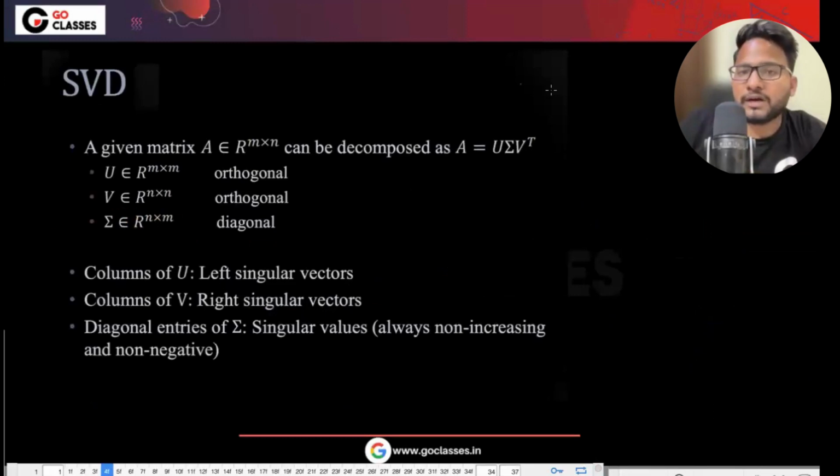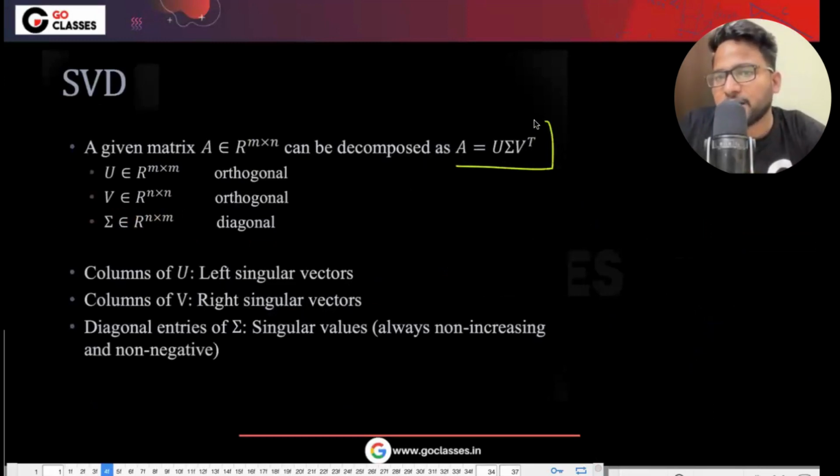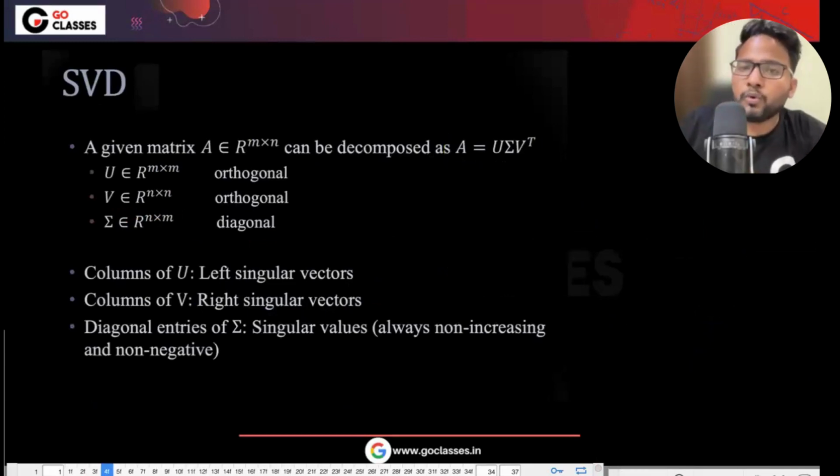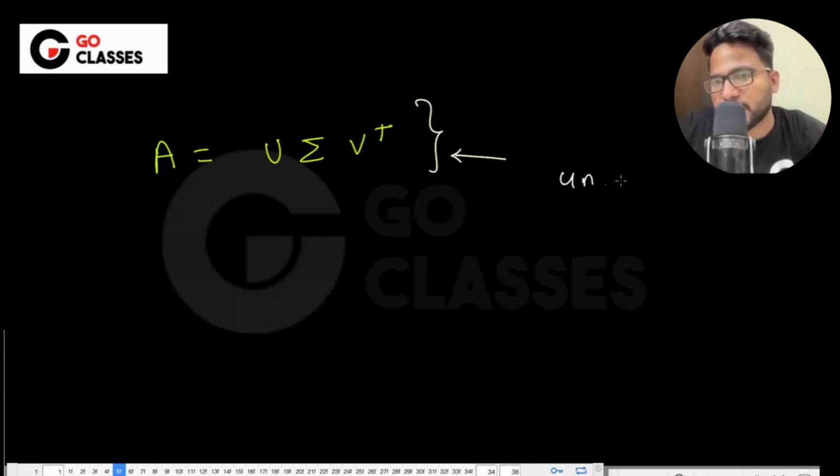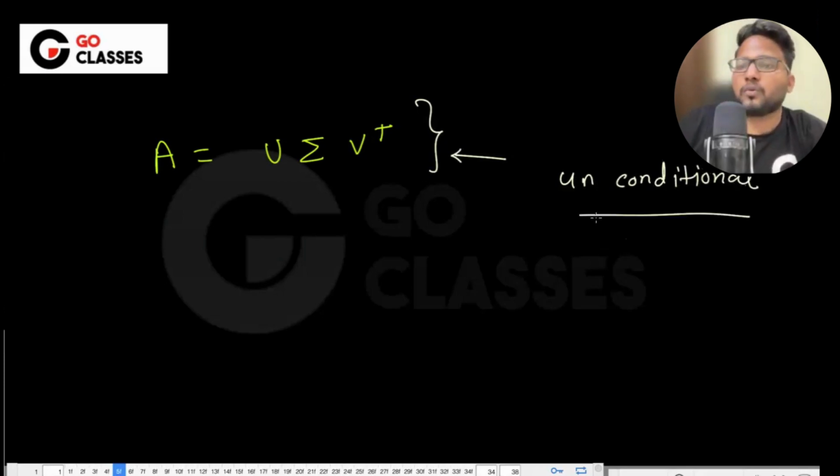So as you know that SVD means singular value decomposition, which means a matrix A can be written as A equal to U into sigma into V transpose, right? A equal to U sigma V transpose. So here, let me just tell you, this kind of decomposition is possible for any matrix. Okay, so this is, you can say, an unconditional decomposition or non-restrictive decomposition. So let me just write it: unconditional. Okay. So what do I mean by that?